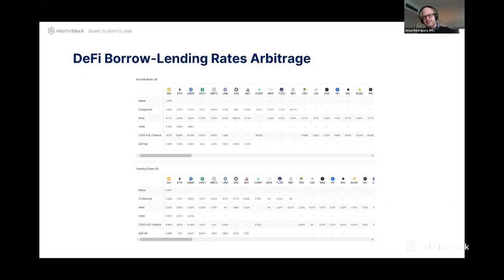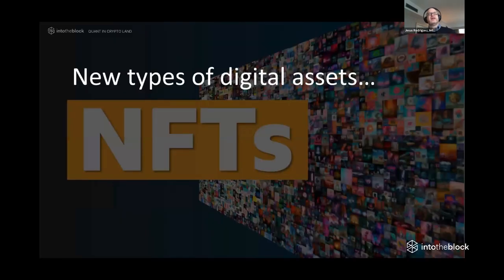Then you have the examples of arbitrage. You just need to look across the existing DeFi protocols for borrowing and lending, and you can see crazy rates. So there are trades that are just arbitrage in this space: borrowing in one, lending in another, and things like that.